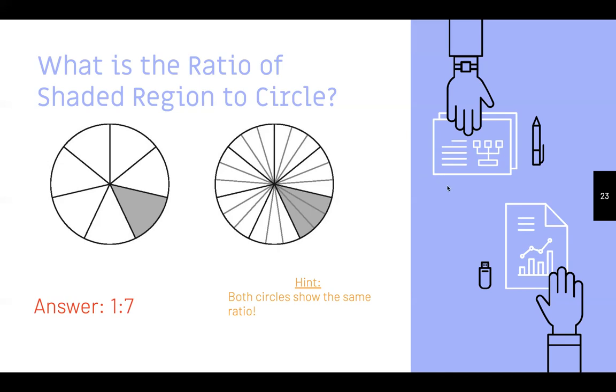I would like to also look at the second circle, the one on the right. It looks very intimidating, right? Because if we count all these slices, there are actually 21 slices. It looks like a lot of slices. And we see 3 shaded slices. Well, that's the same as saying 3 to 21. And if we divide each by 3, it becomes 1 to 7. So you get the same answer. The hint even told you that. You get the same answer by doing either one, even though one looks like it has more slices. Even though it has more slices, the shaded region becomes sliced too. So it's not that the shaded region becomes bigger somehow.